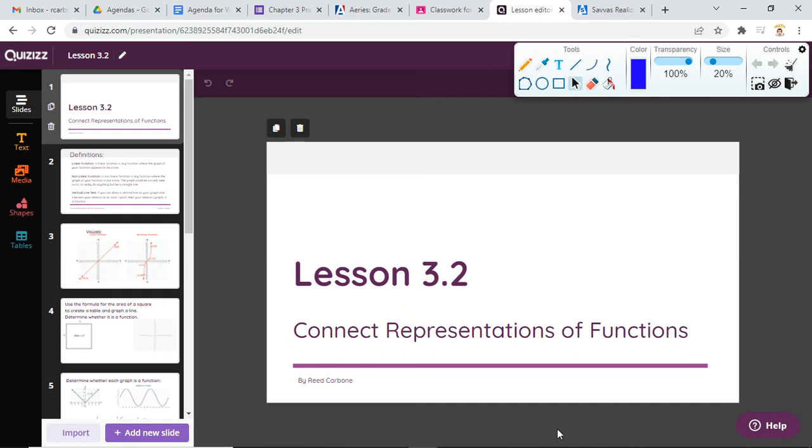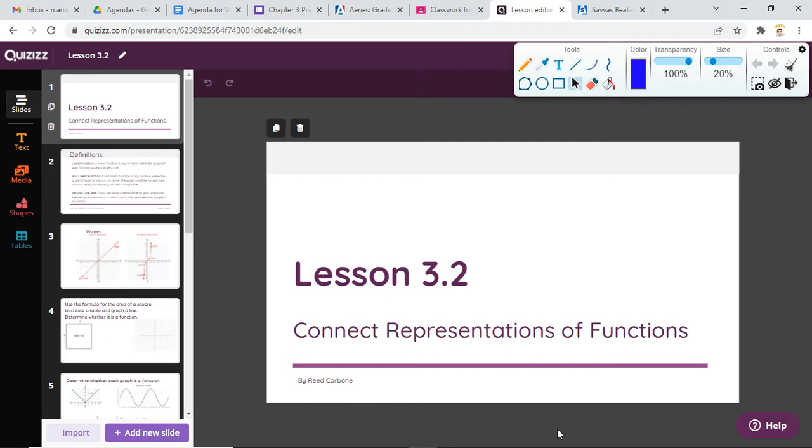Hello class, today we're going to be going over lesson 3.2, connect representations of functions. So we talked about yesterday, we had some representations of functions, right? And what really do I mean by a representation of a function? What I mean is any way you can show a function.